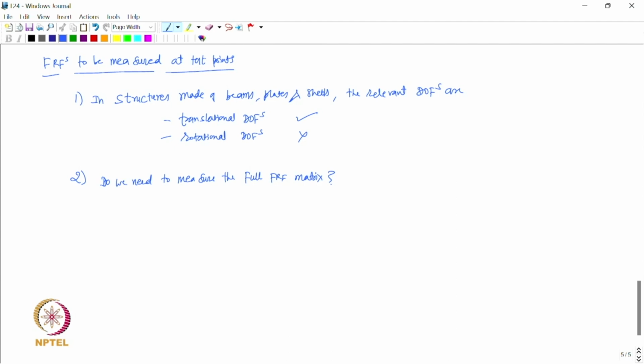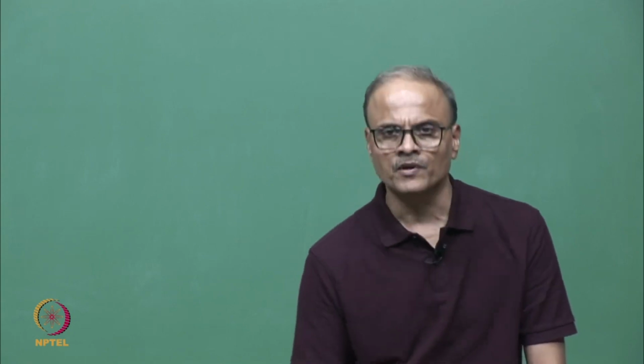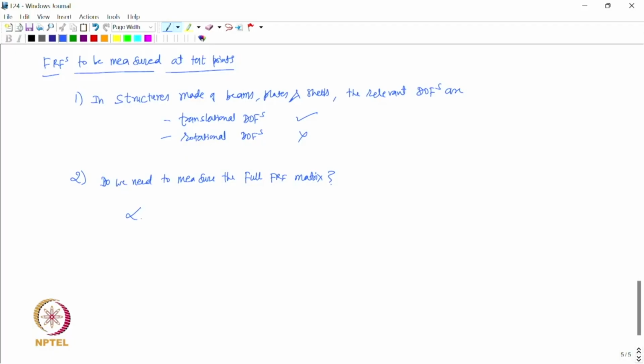So, to answer this question, let us look at the FRF of a multi-degree of freedom system. For a system with structural damping, the frequency response function alpha jk is given by the sum, r varying from 1 to n, if there are n modes, of phi jr phi kr upon omega r square minus omega square plus i eta r omega r square.